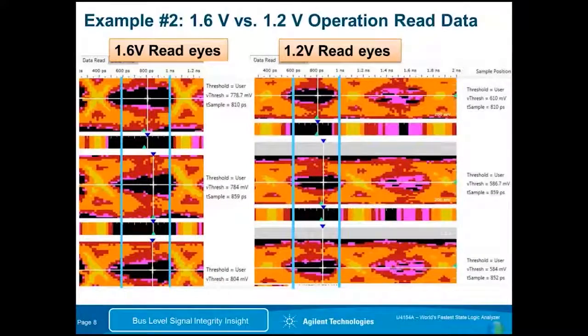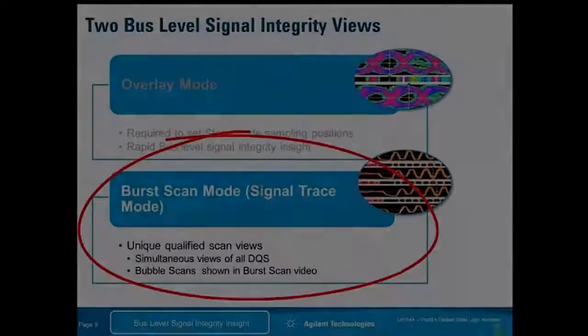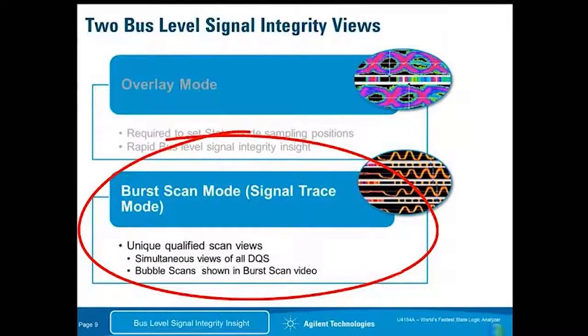Another example of the overlay mode, 1.6 volt versus 1.2 volt operation, was on the read data. The eyes are much wider for the same data rate at 1.6 volts than they are at 1.2 volts. This is also showing where rise and fall time became more sluggish when the voltage was decreased. Now, in an instant, in being able to view the signals relative to each other, the designers are able to say, oh, I need to work on the drive strength or the termination so that my rise and fall time will be sharper.